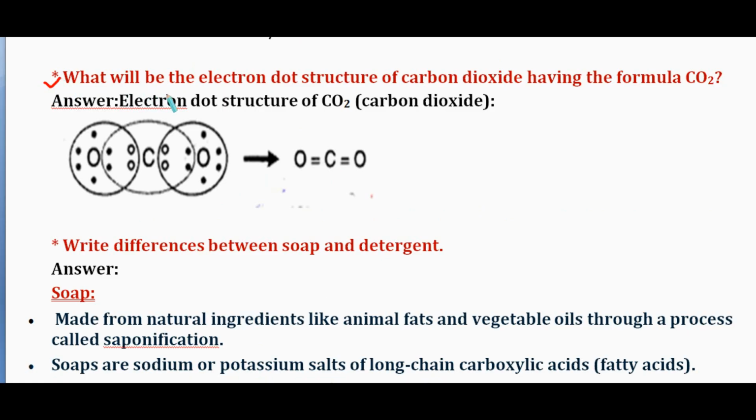Next is, what will be the electron dot structure of carbon dioxide having the formula CO2? Carbon has 4 valence electrons in its outer orbit. These are the 4 electrons, 1, 2, 3, and 4. And oxygen has 6 electrons in its valence orbit, that is 1, 2, 3, 4, 5, 6, and this oxygen also has 1, 2, 3, 4, 5, 6. Two electrons of oxygen and two electrons of carbon are combined to form two covalent bonds on both sides. This is the dot structure of CO2.